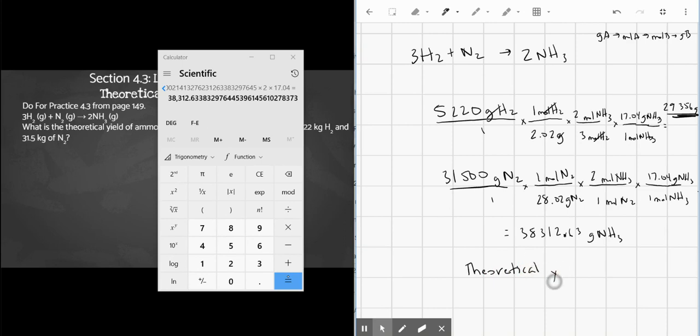Theoretical yield equals 29,356 grams. Now we kind of need to worry about significant figures. So I started with 3 sig figs, so I need to end with 3. That is 2, 9, and if we're rounding right here, the 5 makes the 3 round up. Add zeros for the placeholders. 29,400 grams of NH3 is our final answer.